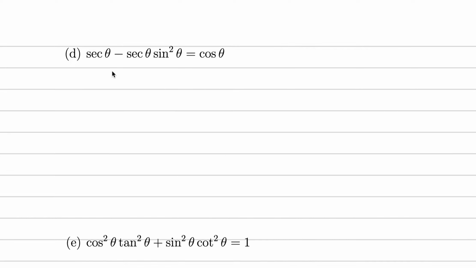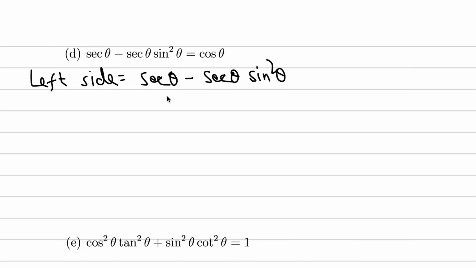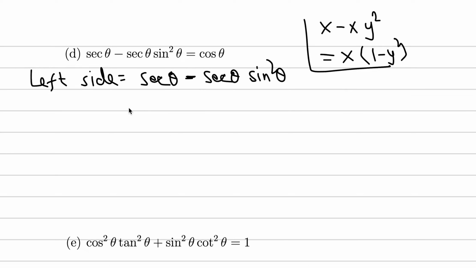So here we got secant minus secant times sine square equals cosine. So we start with the left side. Left side is secant theta minus secant theta times sine square theta. So minus here, we got two terms. It's like x minus x times something, let's say y square maybe. When we simplify, we can just factor x out first, then do the rest. So let's do the same thing here.